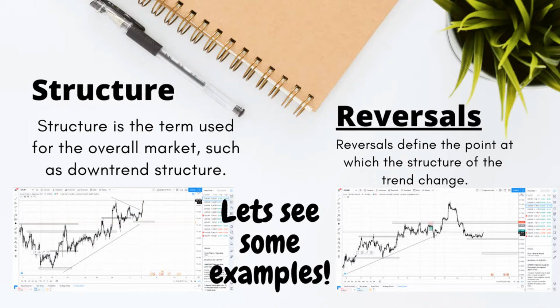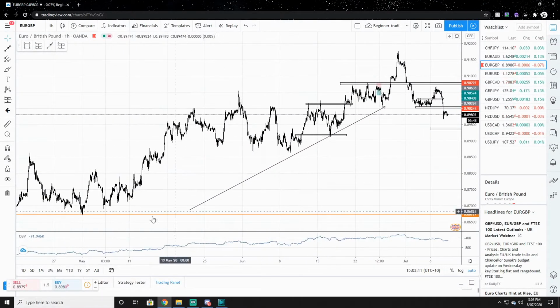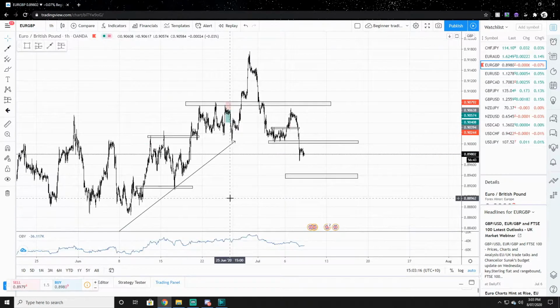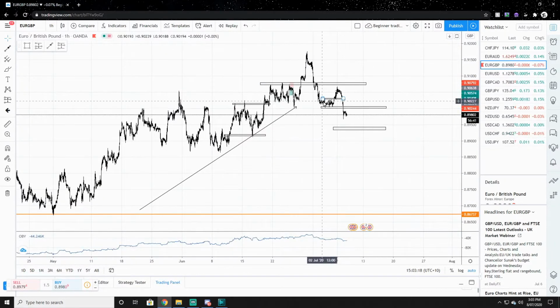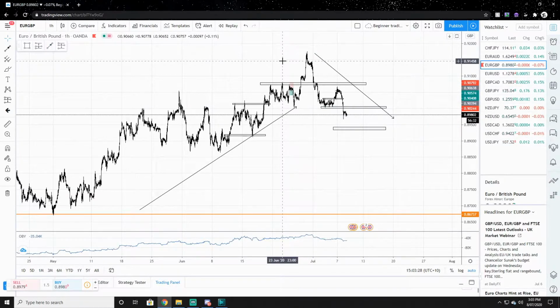And the other term that we can see a lot is a reversal. A reversal is a point at which the structure will go from an uptrend into a downtrend. Let's have a look at some examples. Okay, so we're back on TradingView, and we can see that there was this pretty big uptrend here. And now we can see that it broke this uptrend structure, and now it's starting to form a downtrend. And so this point here would be the point of reversal.